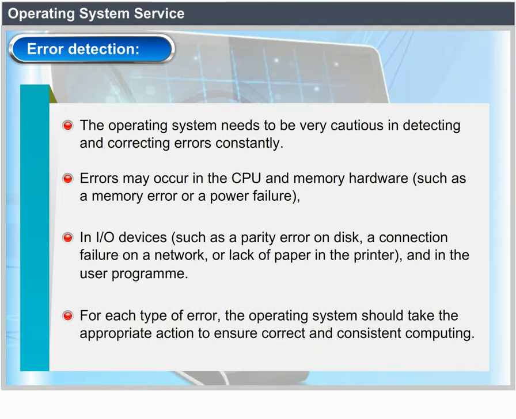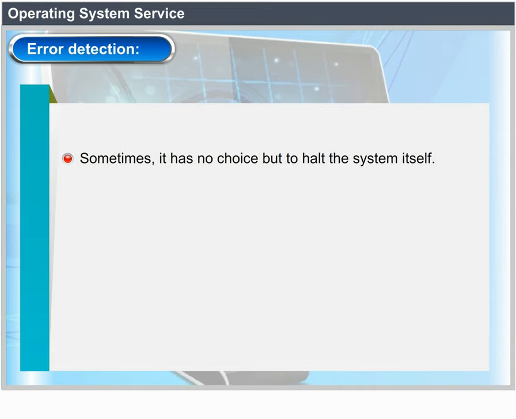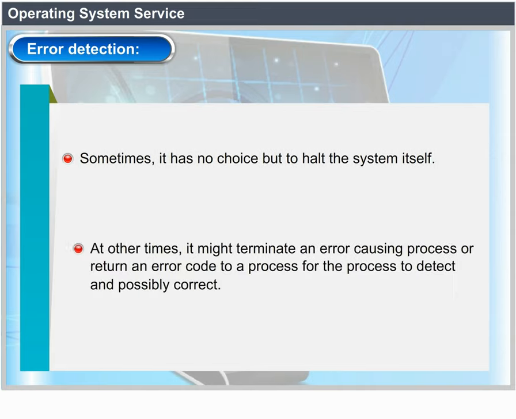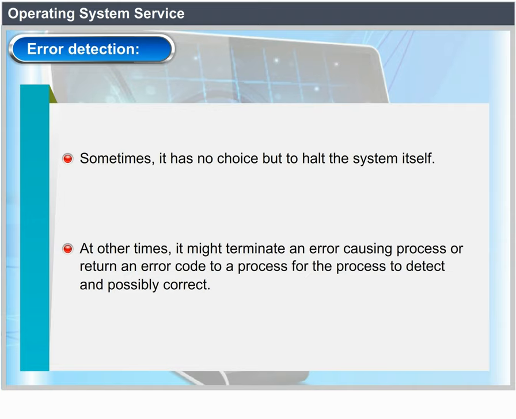For each type of error, the operating system should take the appropriate action to ensure correct and consistent computing. Sometimes it has no choice but to halt the system. At other times, it might terminate an error-causing process or return an error code to a process for the process to detect and possibly correct.